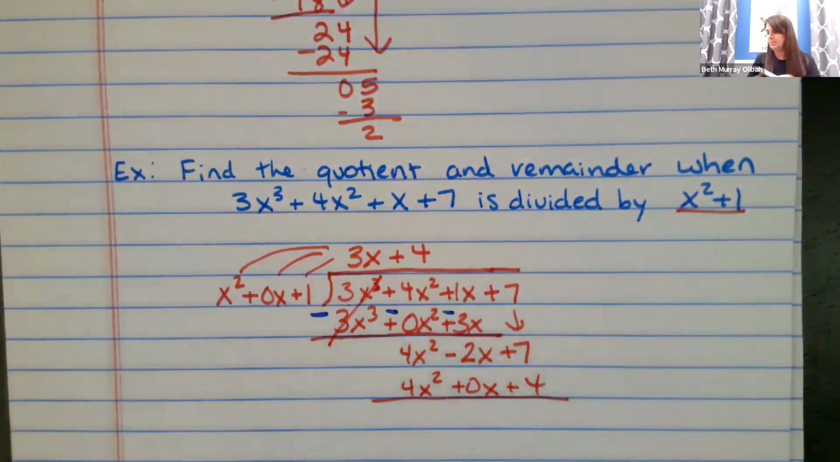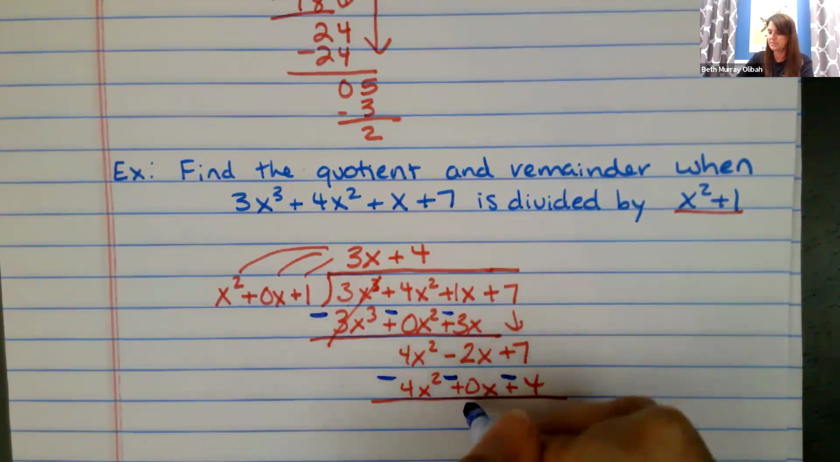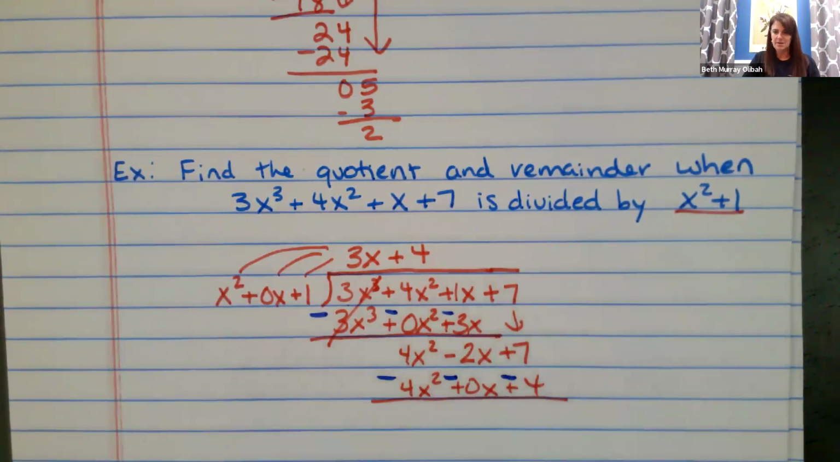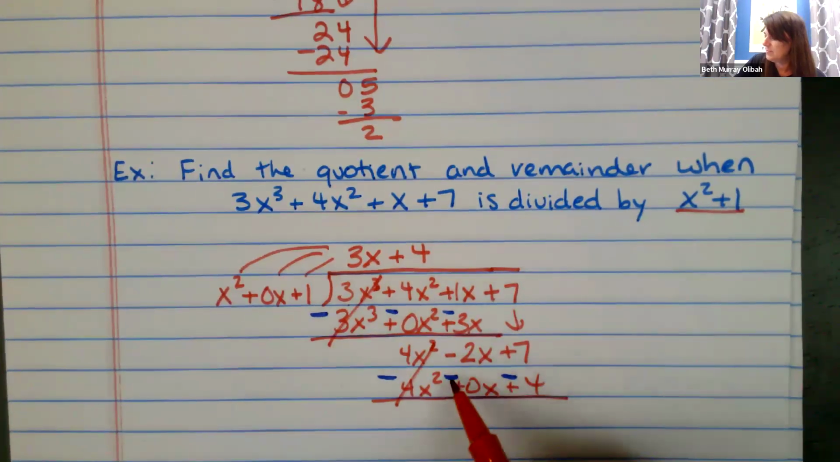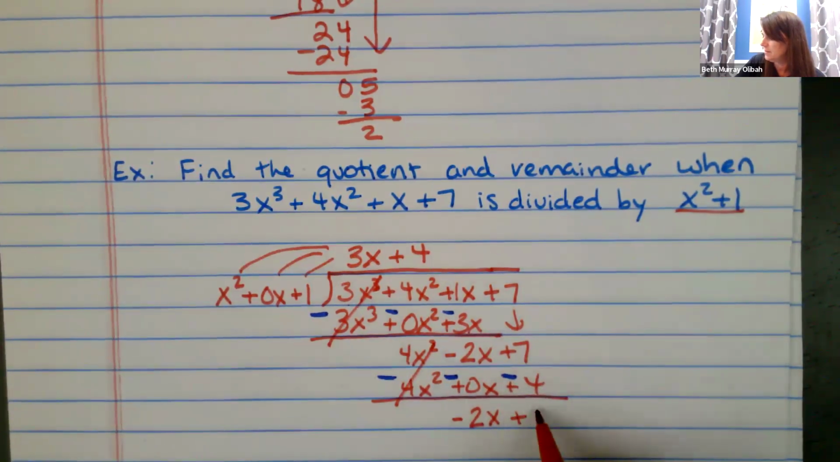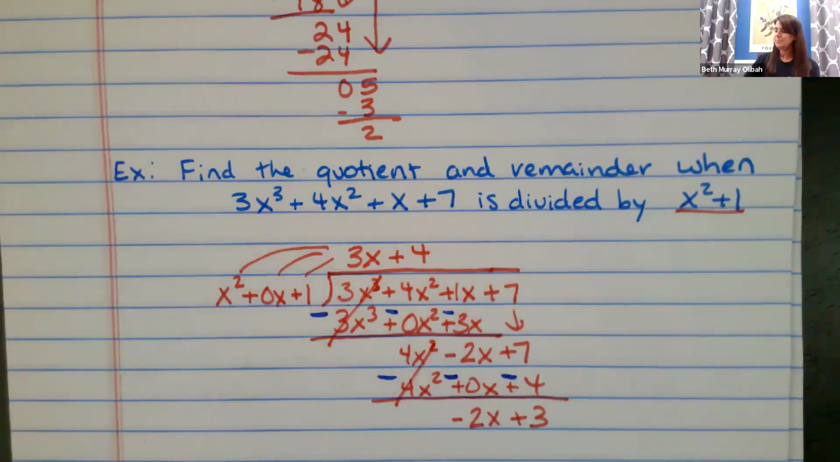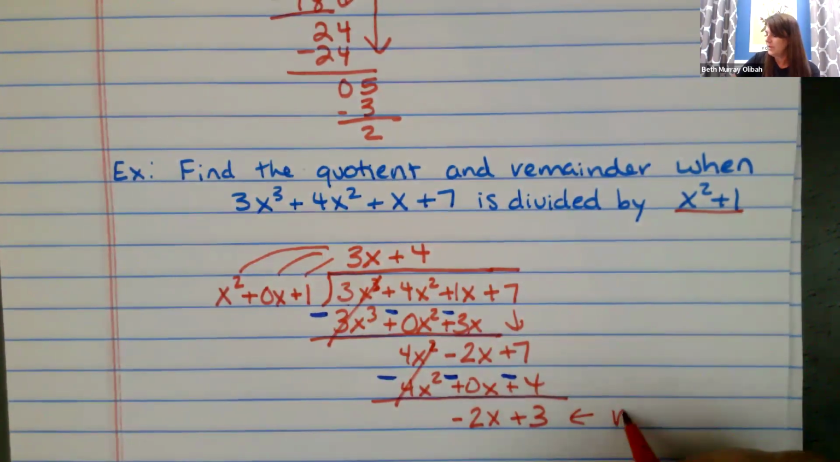And now, again, make sure you really are subtracting here, here, and here, because you see there's going to be some negatives involved. Gone. Negative 2x minus 0x is still negative 2x, and 7 minus 4 is a positive 3. There's nothing left, so this is my remainder.